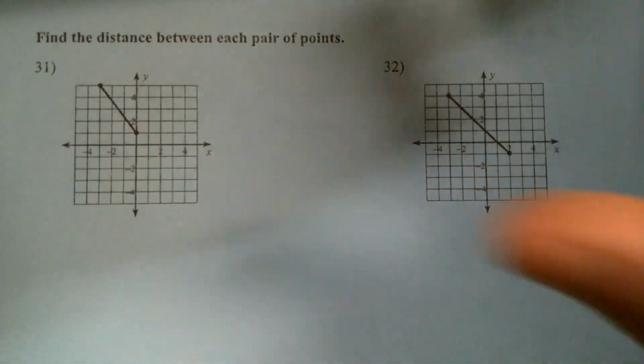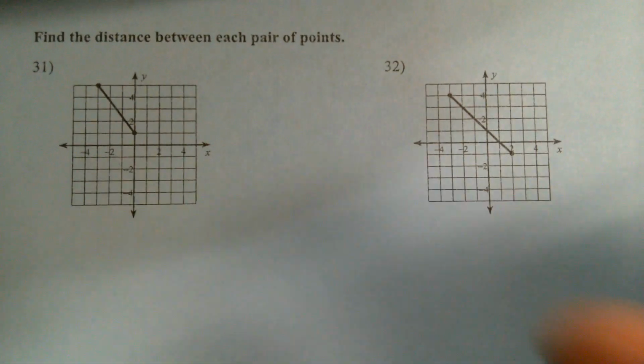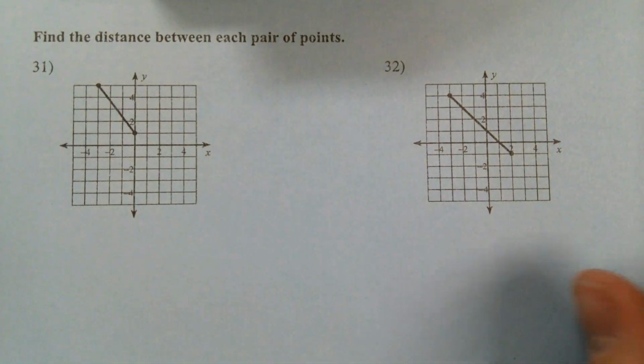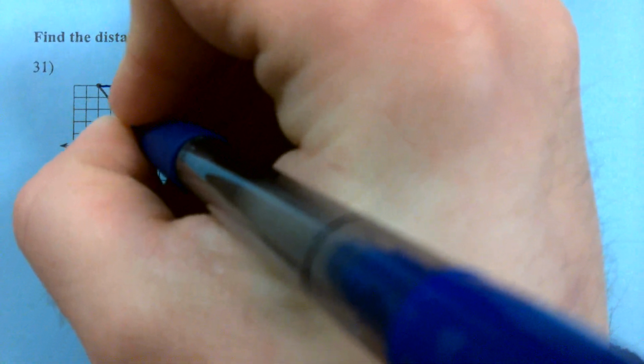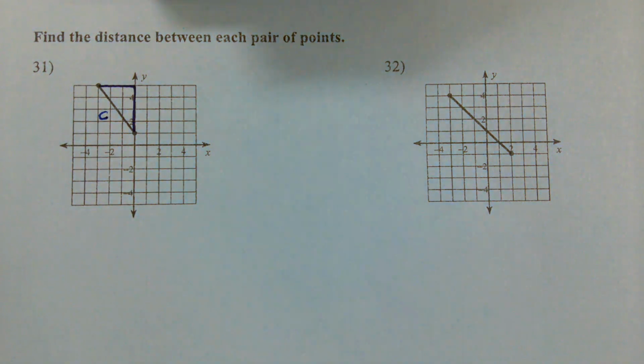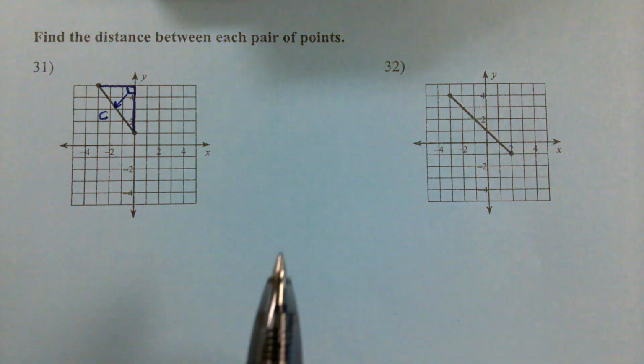Moving on down, distance on a graph. So we got some nice notes here on this in our notebooks. All we have to do is count the legs of our triangle. Let's say we're making a triangle here with this line. And the distance that we're looking for is C. It's our hypotenuse, directly across from our right angle.